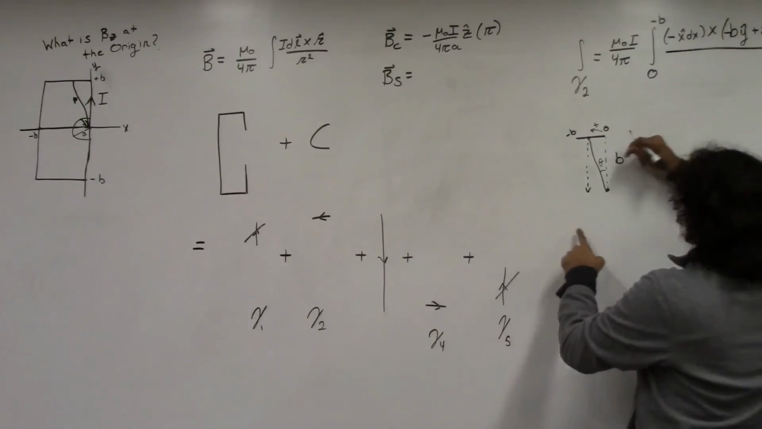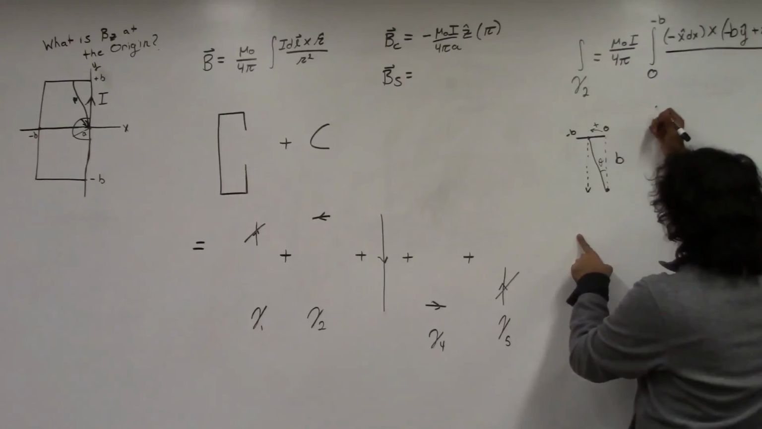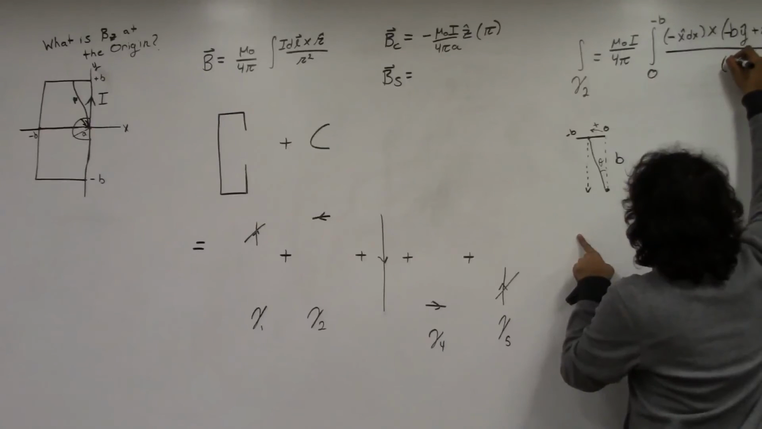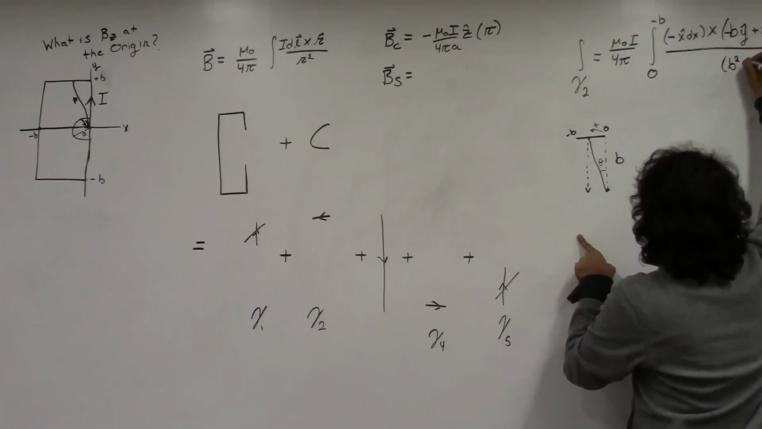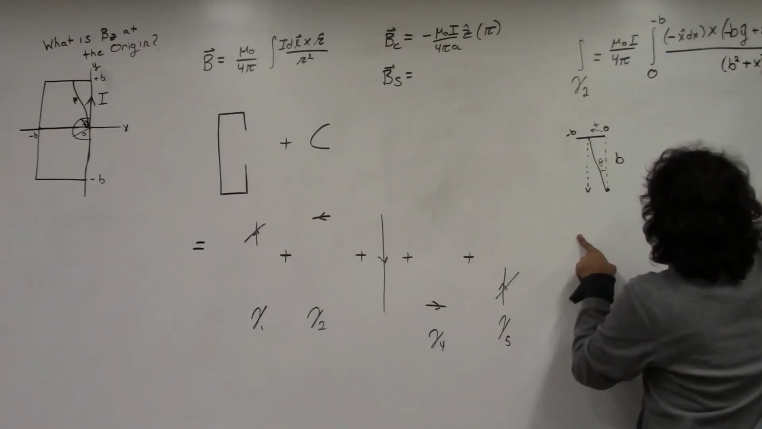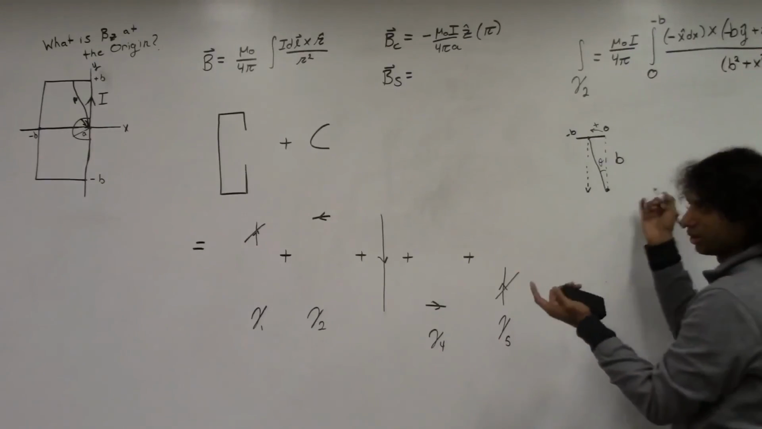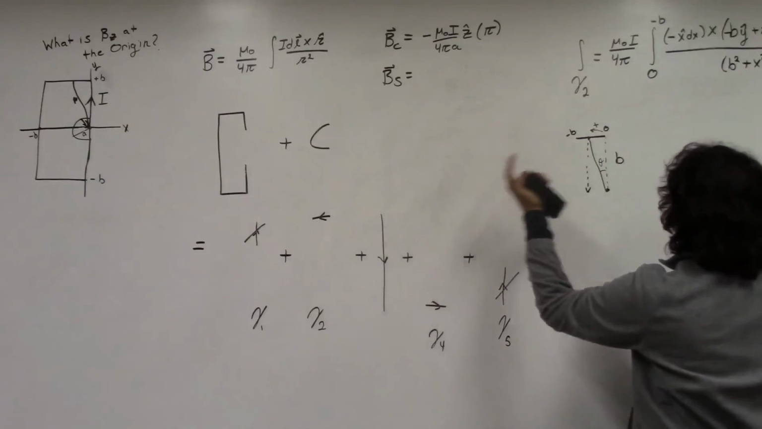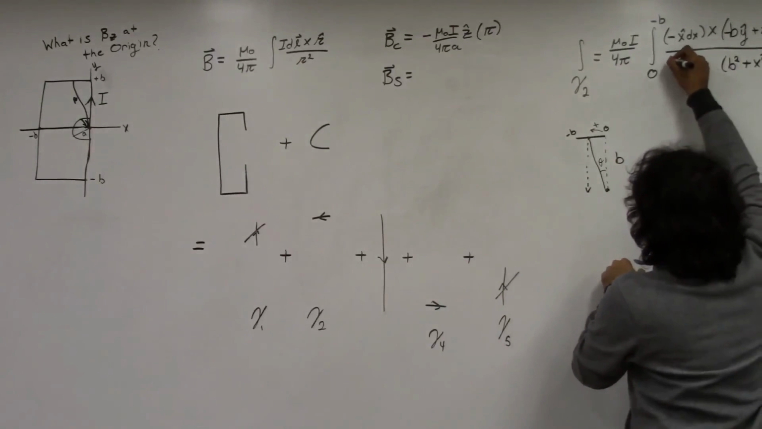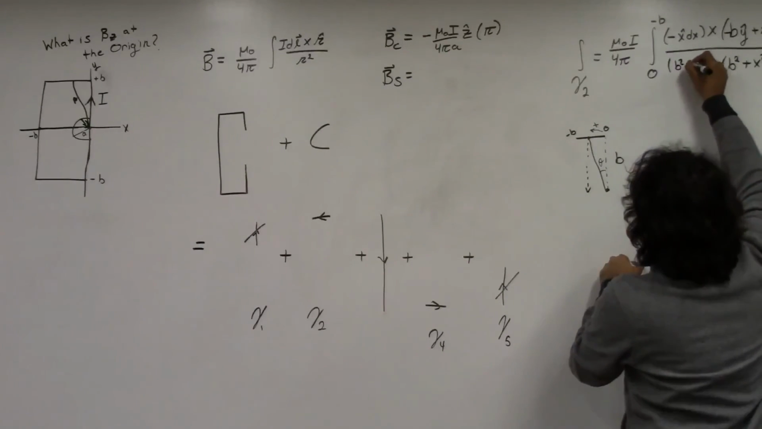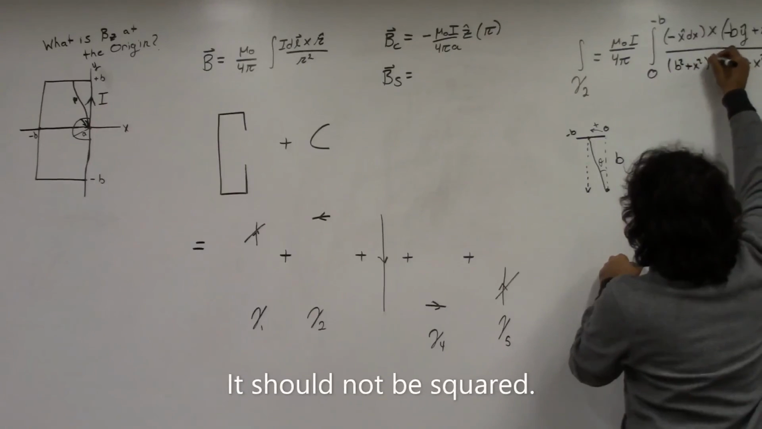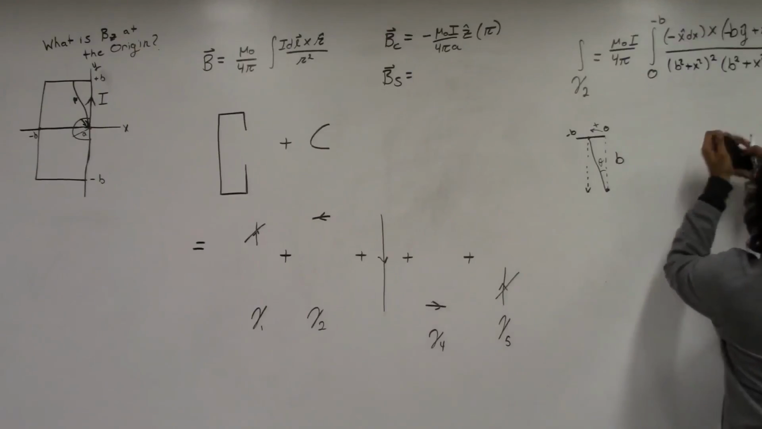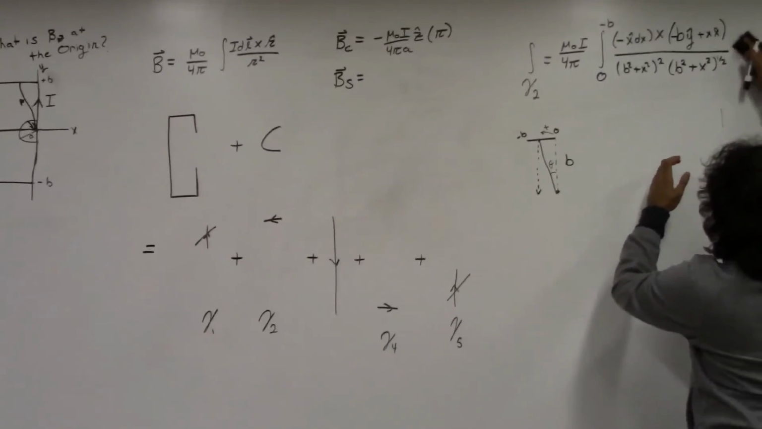However, we know that the magnitude of this by Pythagoras is just b squared plus x squared, square root of 1/2. But we also have an r squared over there, which is the exact same length. The exponents add, and my integral becomes the following.